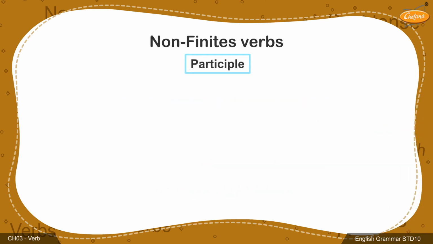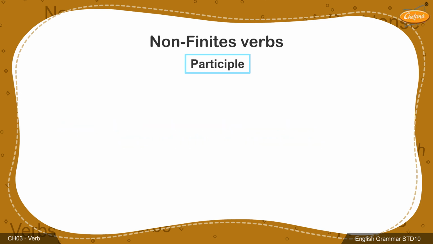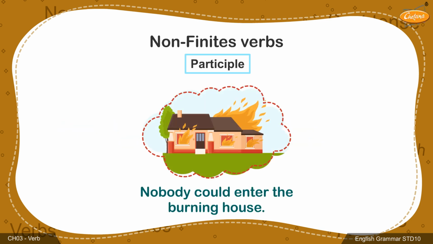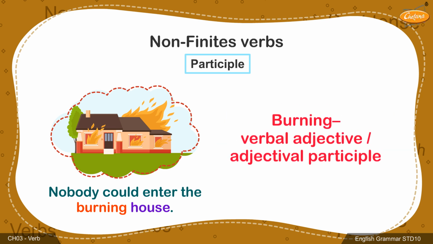Now let's understand participles. A participle is like a verb performing the function of an adjective in the sentence. In the example, nobody could enter the burning house. Though burning is a verb in this sentence, it is describing the noun house, thus performing the function of an adjective. Thus, this non-finite verb is called a verbal adjective or an adjectival participle.